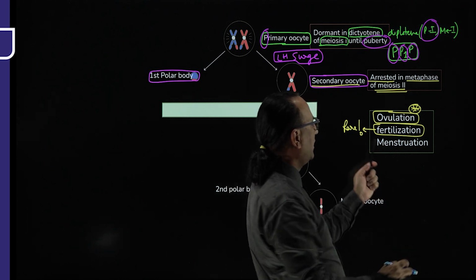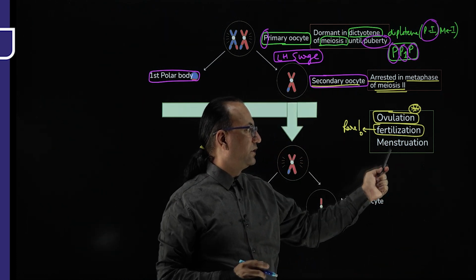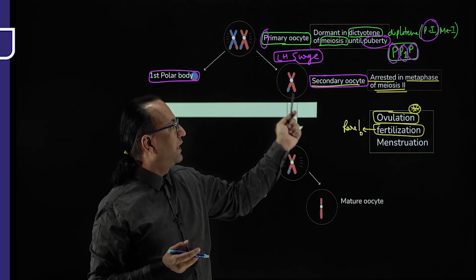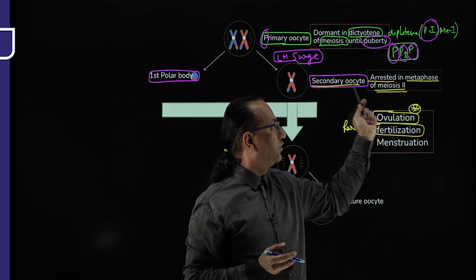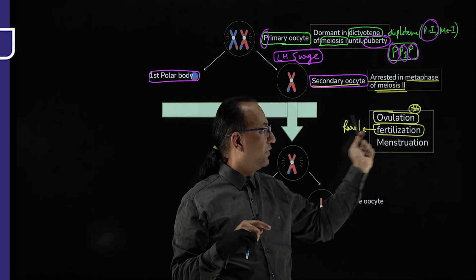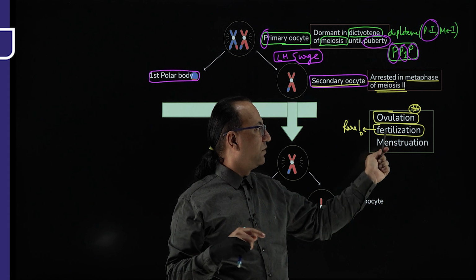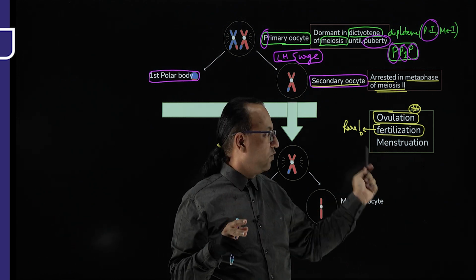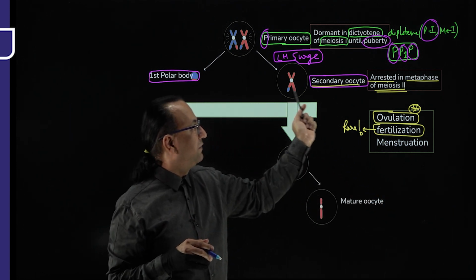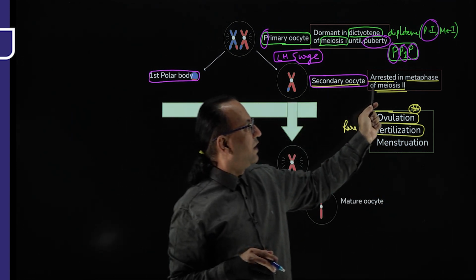So again a question comes, which cell undergoes menstruation? It is the same cell, the secondary oocyte arrested in metaphase 2 of meiosis 2, which was undergoing ovulation. Rarely it may be fertilized, and most of the time, since it is not fertilized, it will undergo menstruation. But for all three events, the cell which undergoes them is the secondary oocyte arrested in metaphase 2.